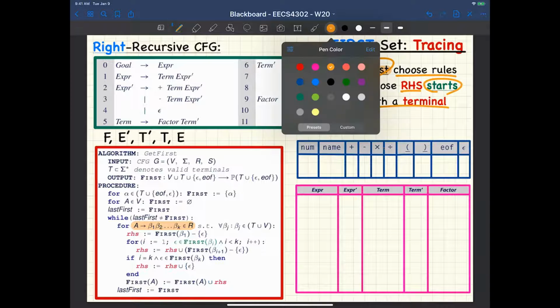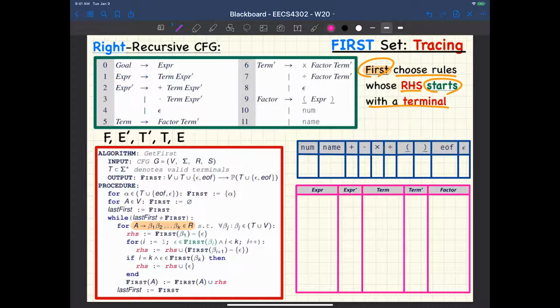Let's now do the initialization. That one is quite easy. For every terminal, we just put itself. So number will just be number, name will just be name, plus will just be plus, minus, multiply, divide, the parentheses, EOF, and epsilon. That one's really easy to fill in right away. Now initially, for every variable, the first set is simply empty, so I don't put anything just yet.